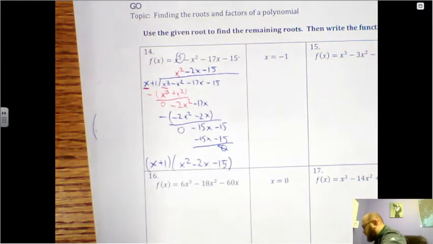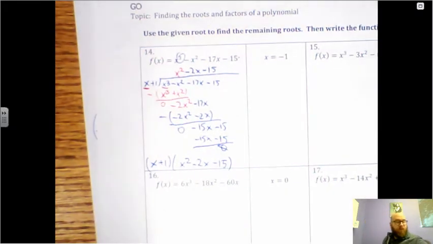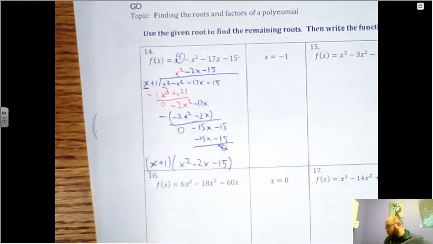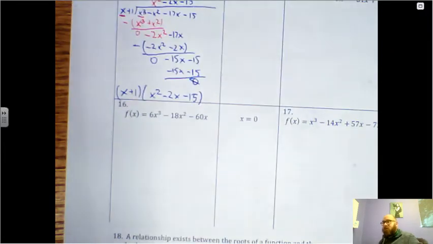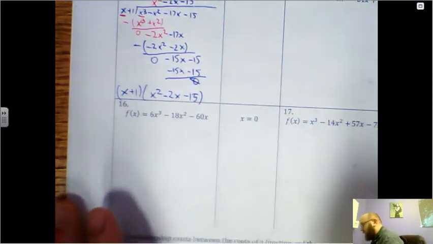Great. Now what do I do? Well, I'm getting closer. All I have to do now is factor down my quadratic, my x squared minus 2x minus 15.